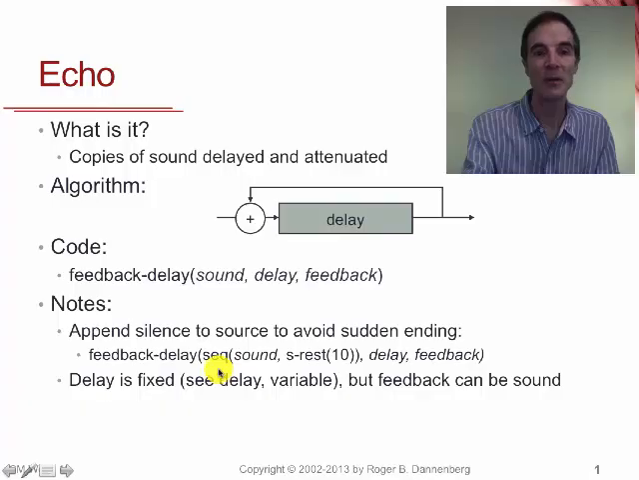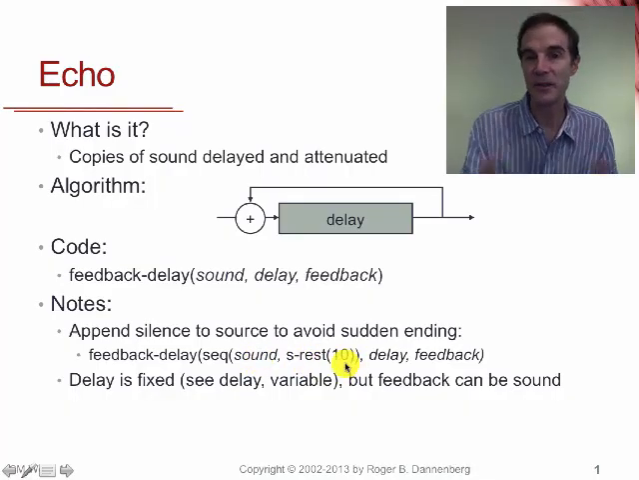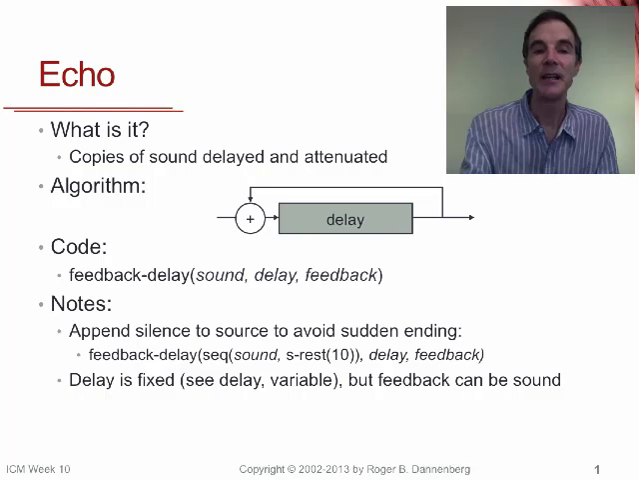Here is an example of how to write that. You'd say feedback delay, sequence of the sound that you would normally put directly into the feedback delay, sequence of sound followed by srest, which is generate silence of any number you want. If you want 10 seconds to let the echo die away, then put in 10, and then the delay and feedback parameters.